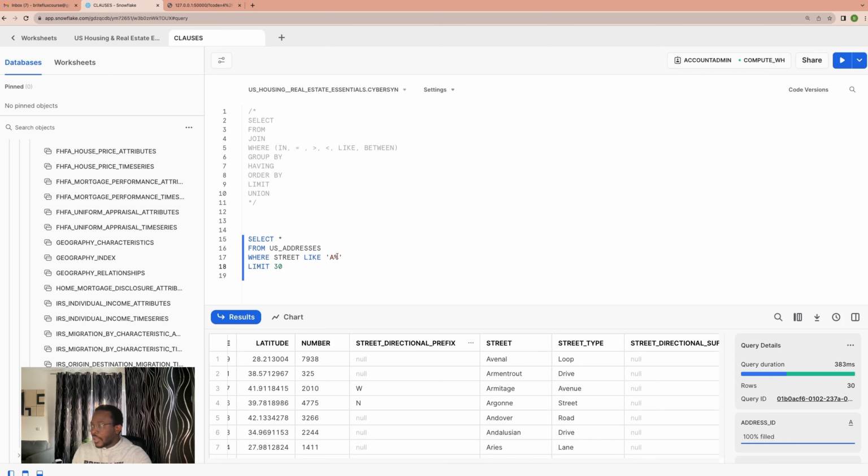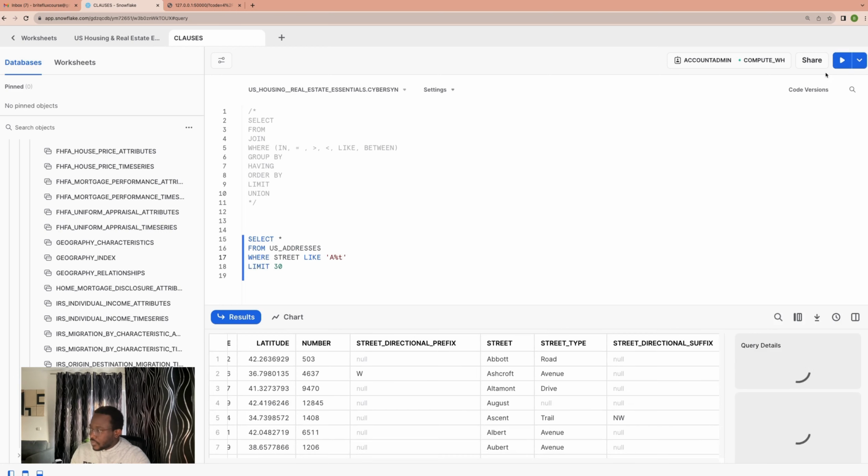This percent can essentially be anywhere, and it represents anything. If we are specific about the last letter, we can also put it at the end. So when we say where the street is LIKE this, you have a word that starts with A and ends with T. You don't care what is in between. You just need the word to start with an A and end with a T. This is the important part.